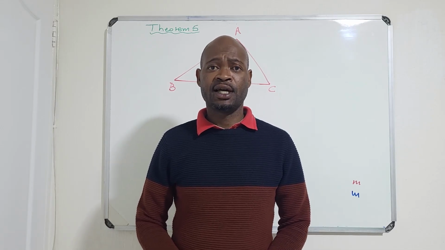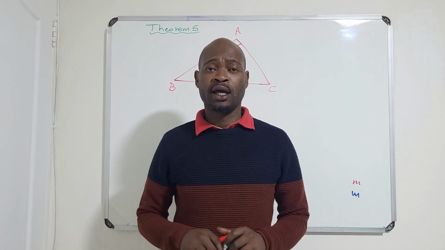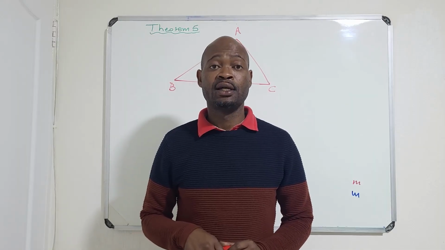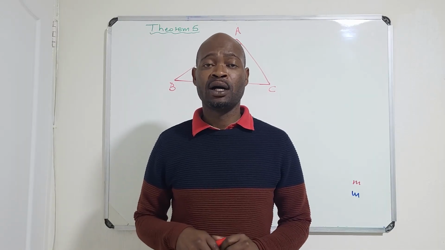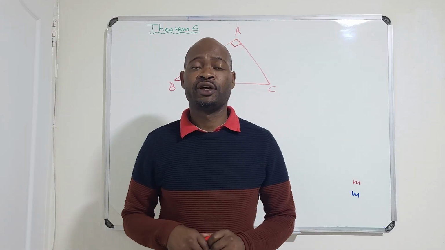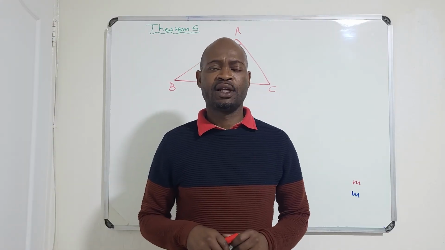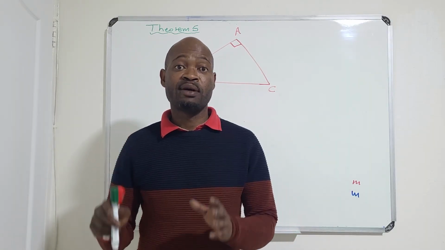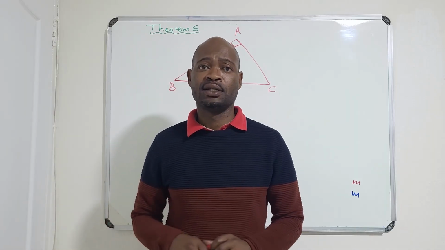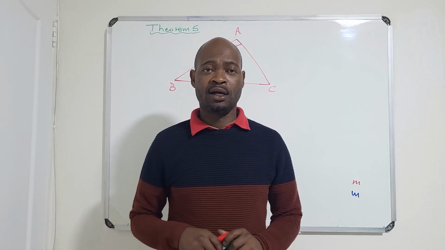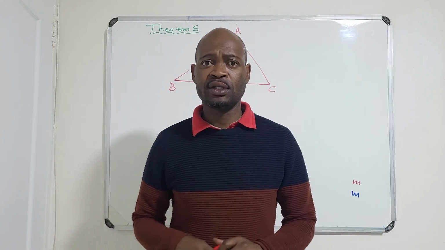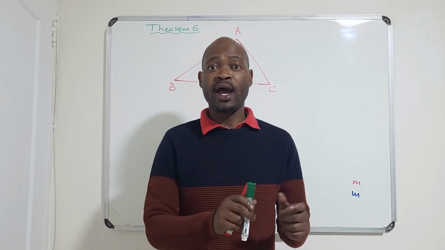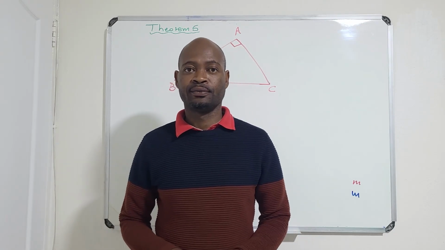Theorem number 5 states that in a right angle triangle, the square of the hypotenuse side is equal to the sum of the squares of the other two sides. Let me repeat that. Pythagoras Theorem, which is theorem number 5 in grade 12, states that in a right angle triangle, the square of the hypotenuse is equal to the sum of the squares of the other two sides.